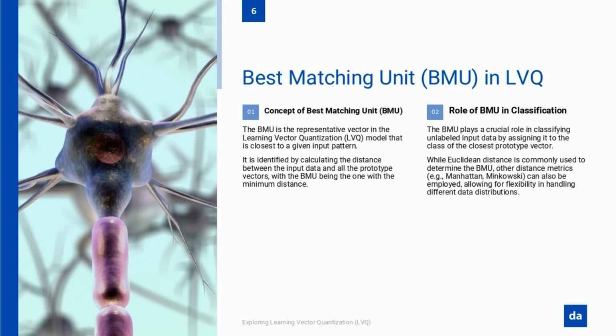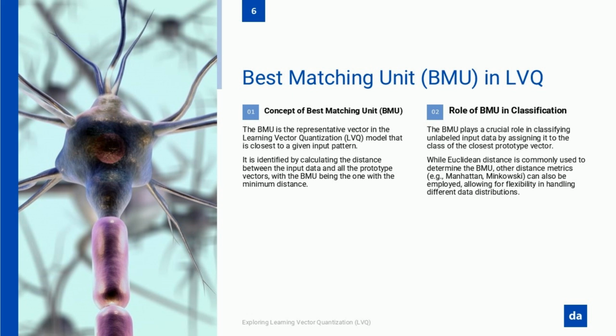Now, what if you're dealing with complex datasets where Euclidean distance isn't the best fit? No problem. LVQ can adapt and use different distance measures like Manhattan distance or Minkowski distance, depending on the structure of your data. Think of it like changing how you measure similarity. Sometimes straight line distance, Euclidean, works best, and sometimes it's better to count steps along a grid, Manhattan.